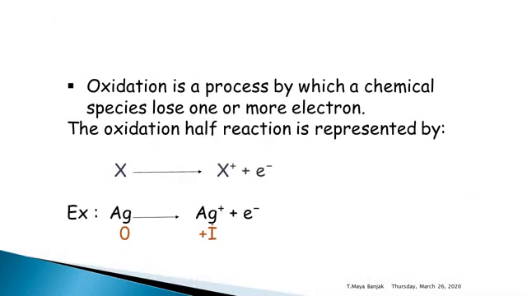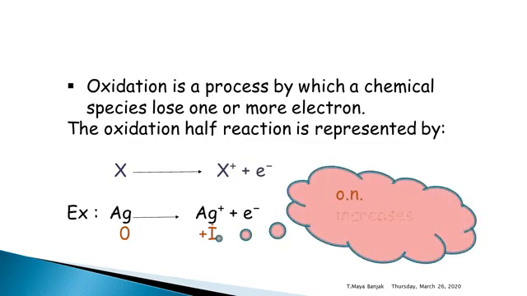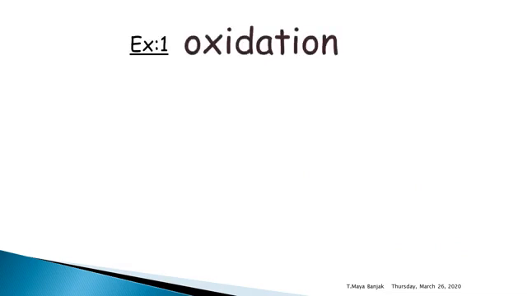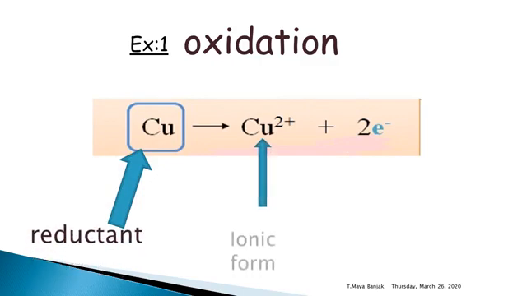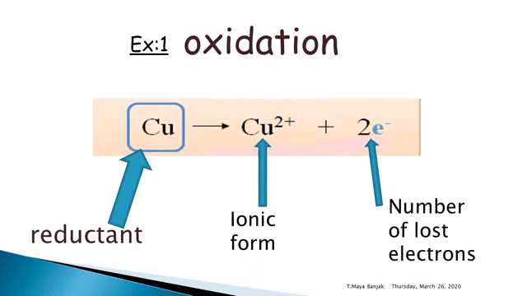So, as we have just explained, oxidation is the process by which a chemical species loses one or more electrons. We can write the oxidation half reaction of an element as follows. Silver atom, Ag, loses one electron in order to become Ag plus plus 1 electron. So, its oxidation number has increased from 0 to plus 1 and it undergoes oxidation. In order to write the oxidation half reaction of any element, we have first to write the name or the symbol of the element undergoing oxidation, then the arrow followed by the ionic form of the element, then the number of electrons lost.